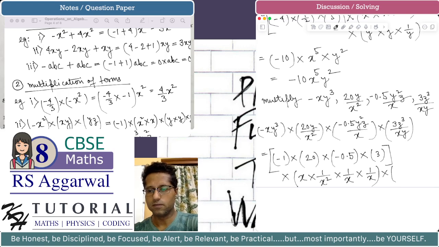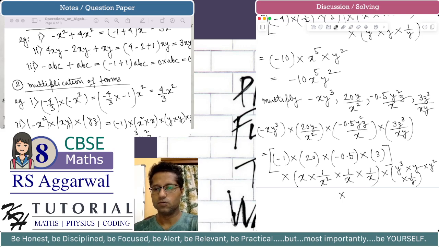So from the first term, we get y cube. From the second term, we get y. From the third term, we get y square. And from the fourth term, we get 1 by y. Now for z. z is only in the third term and fourth term. In the third term, we get z, and in the fourth term, we get z cube.